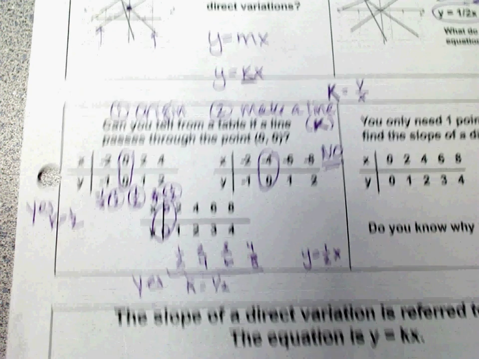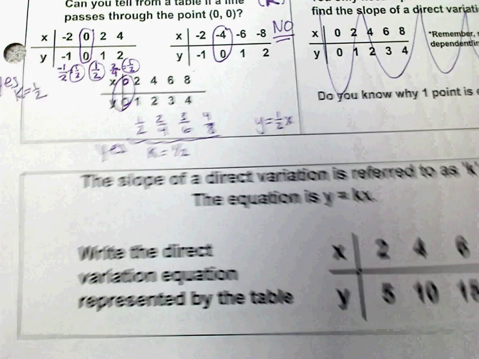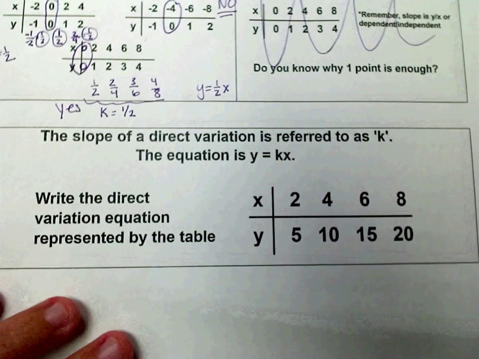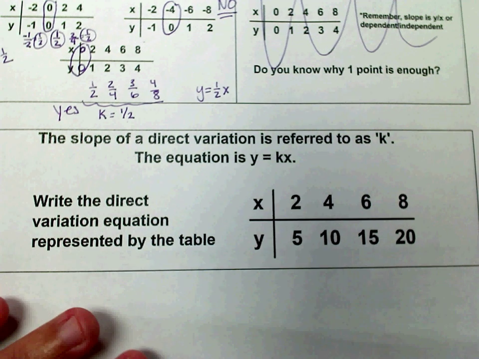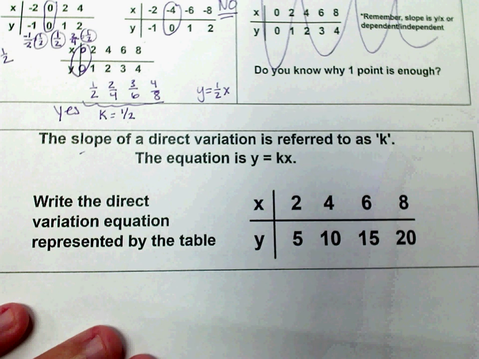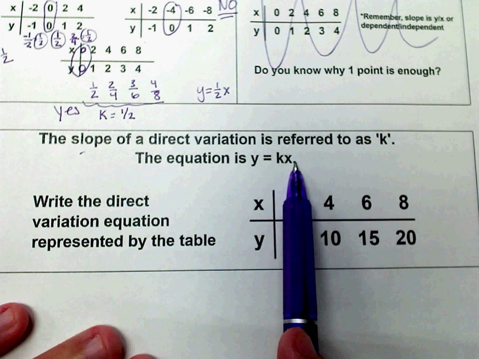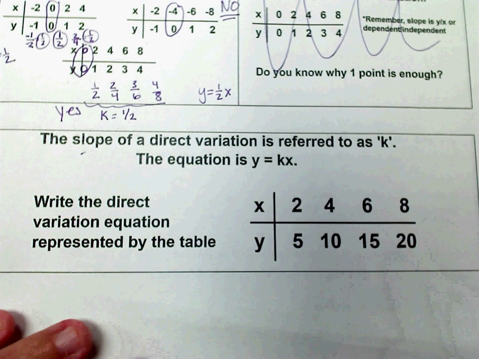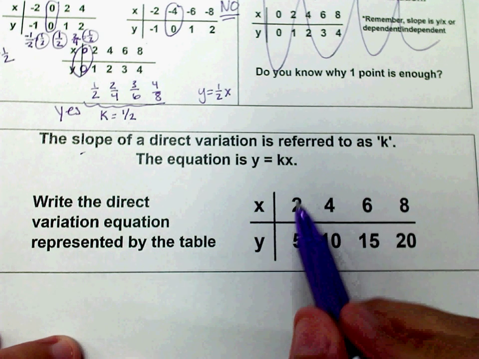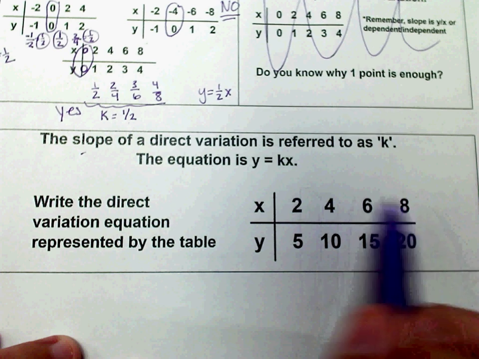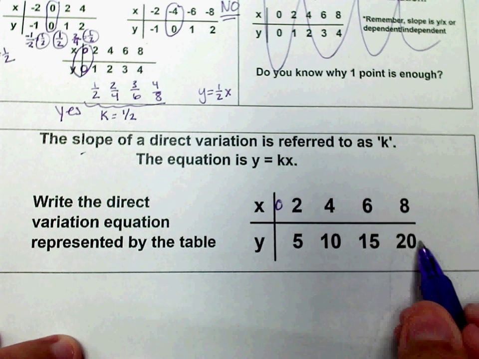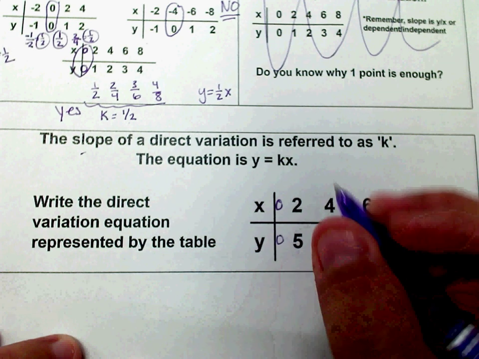All right, and I'm going to skip this, and we'll just look at this one before we go to the back. All right, so it says that the slope of a direct variation is referred to as k, which we talked about. The equation is y equals kx. So let's see if this is a direct variation. If we follow our pattern, it's going up by 2, so we go backwards by 2, we get 0. This one's going up by 5, we go backwards by 5, we get 0. So it does go through the origin.